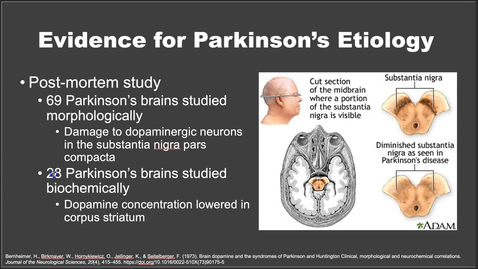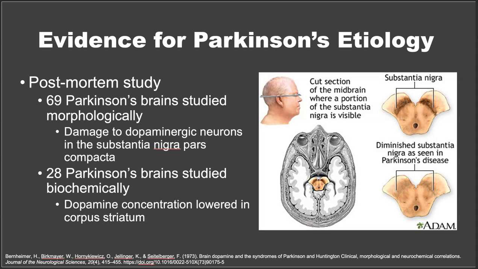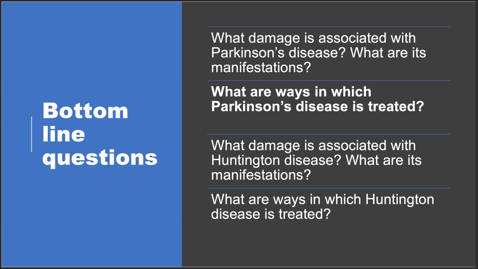They also looked at 28 Parkinson's brains biochemically. And when they did that, they actually looked in the corpus striatum and found reduced concentrations of dopamine there, which is what you would expect if there were fewer dopaminergic neurons releasing dopamine into that area. So there were pretty straightforward results, I mean, it's not a simple study, but pretty straightforward results, both morphological and biochemical. So what can we do to help alleviate some of the symptoms of Parkinson's disease?